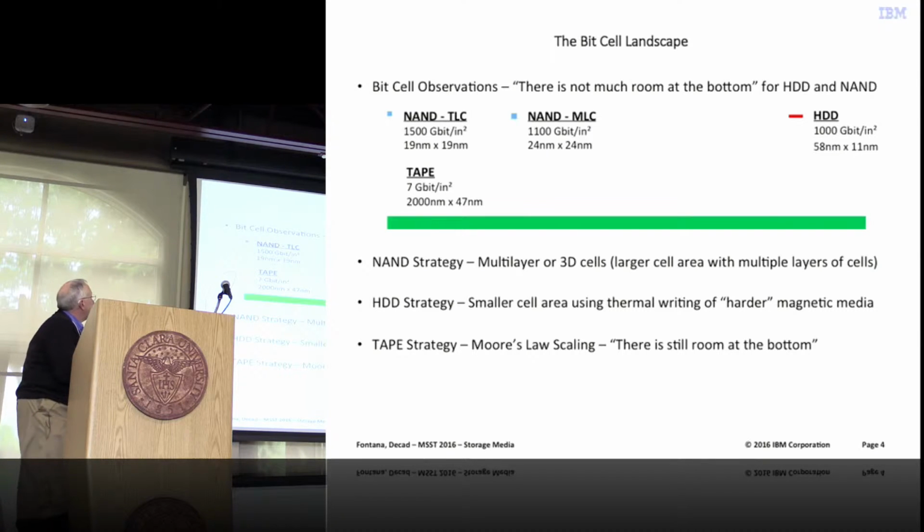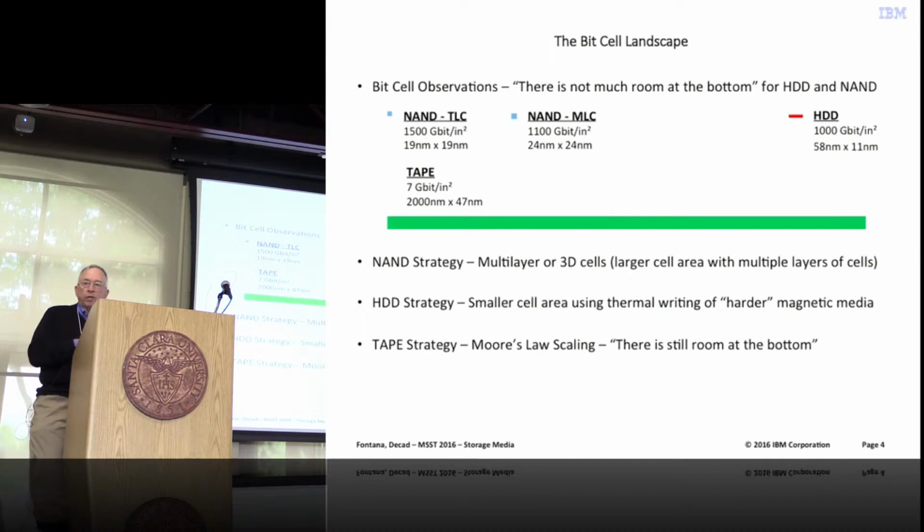This is probably the most important slide in the talk. It may have been distorted because of the aspect ratio, but these are scale drawings of bit cells today in the leading type of product. On the far left, the NAND with the 3-layer cell goes into something like a 16 gigabyte chip, about 12 by 12 millimeters on the side. The HDD over there is a cell size to scale that goes into a 10 terabyte drive. And what you see here is a tape cell, which goes into essentially a 10 terabyte tape cartridge.